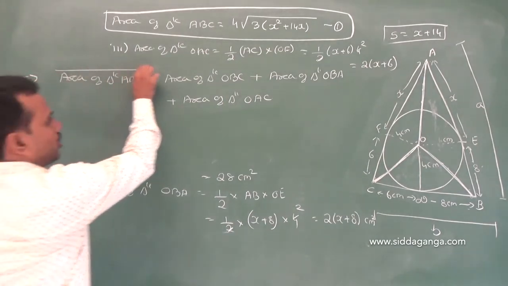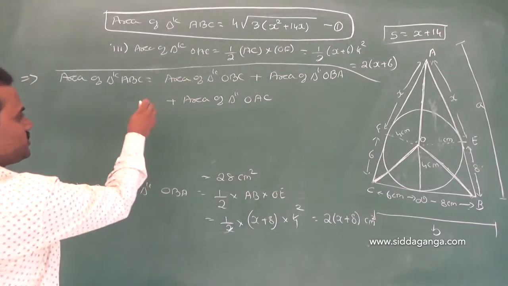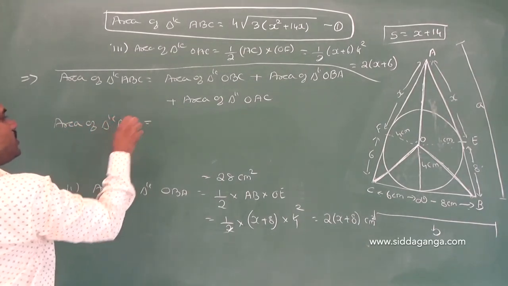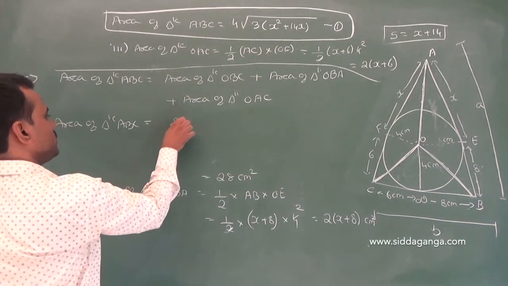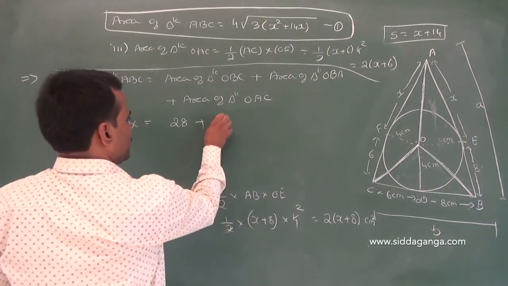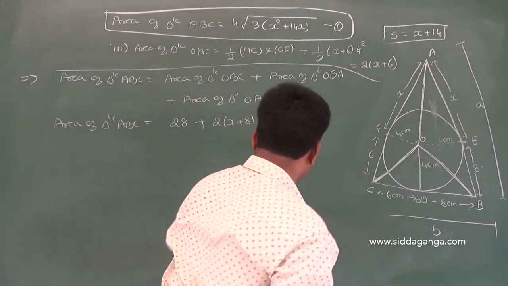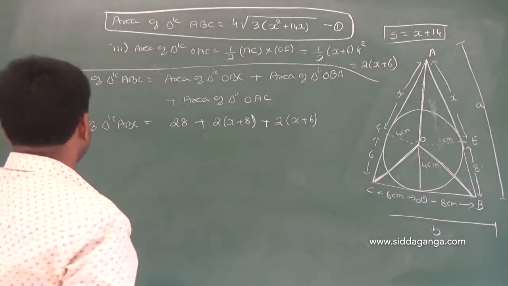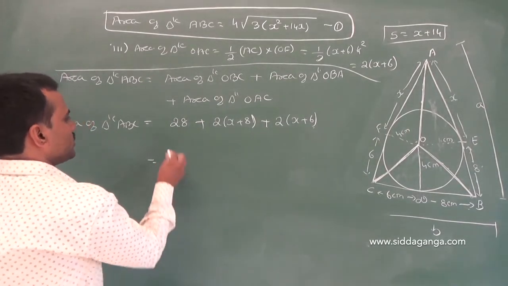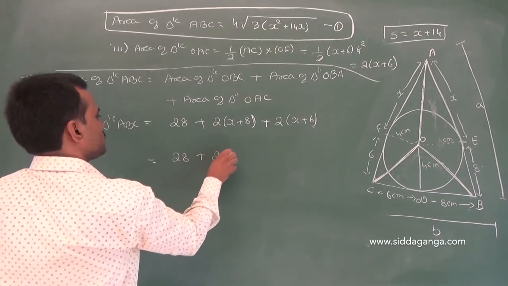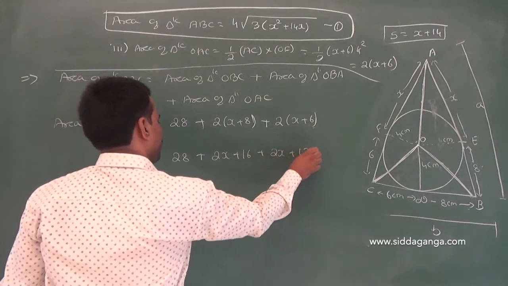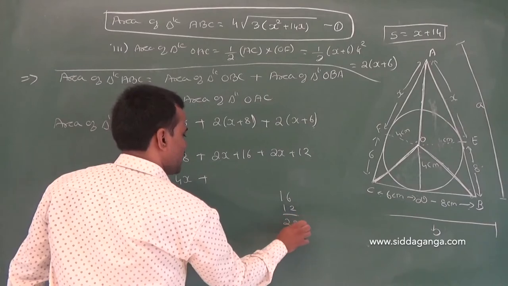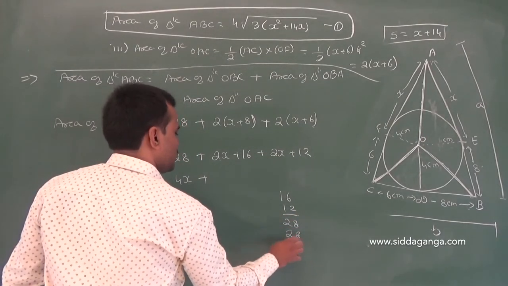That implies area of triangle ABC is equal to area of triangle OBC, 28, plus 2 into x plus 8, plus 2 into x plus 6. Correct? 28, 2x plus 16, 2x plus 12, 4x plus... calculate these two very carefully, 6 plus 12, 28. 28 plus 28, 16 carry 1, 56.